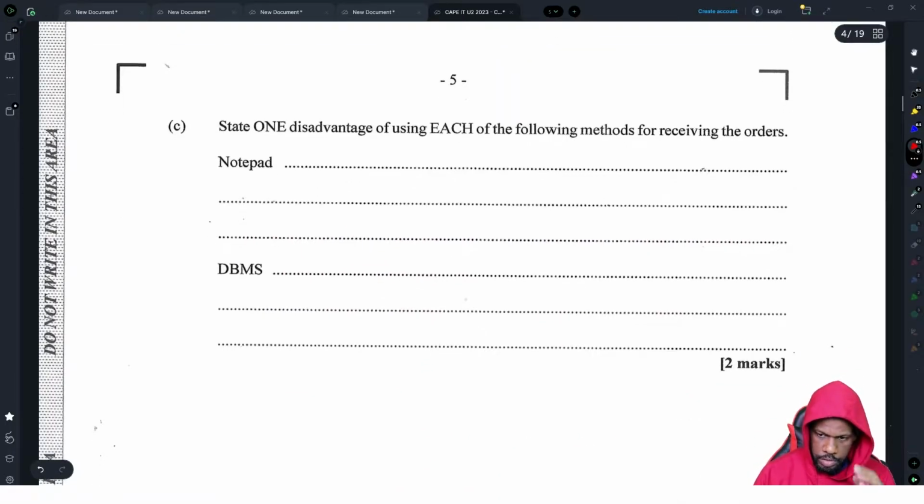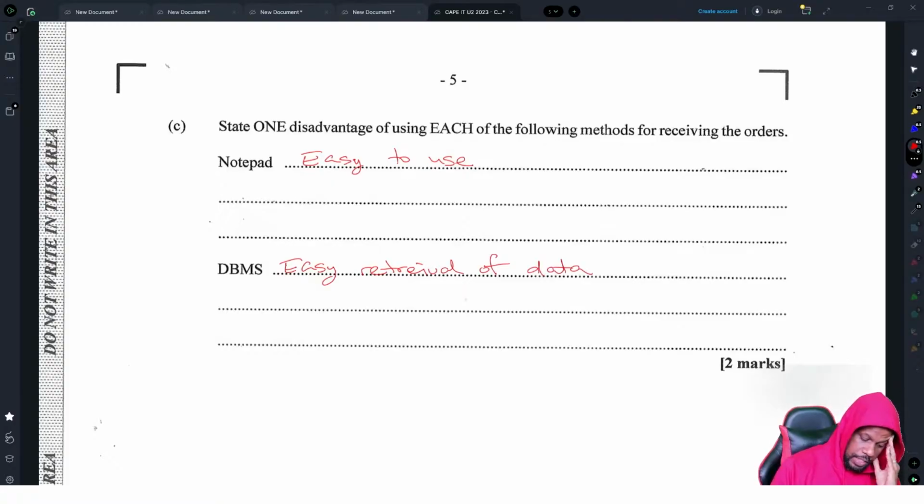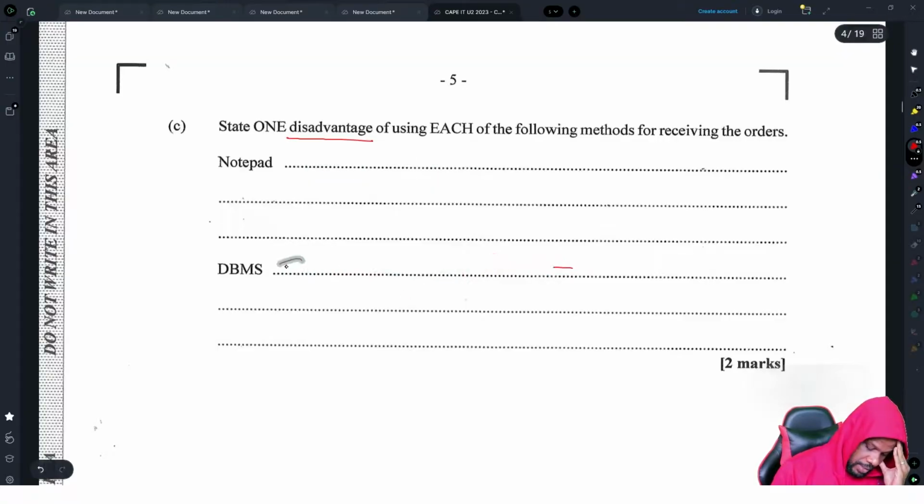Part C now, state one advantage of using each of the following methods for receiving the orders. What's the advantage of using a notepad? A notepad is easy to use, because all you have to do is be able to write. A DBMS, advantage of using a DBMS would be easy retrieval of data. Or is that a disadvantage? My bad, sorry. Disadvantage, correct, right, yeah. A notepad can be lost. A DBMS is expensive to maintain.